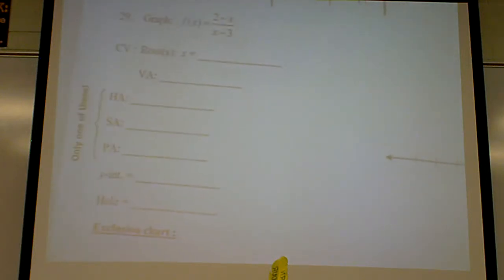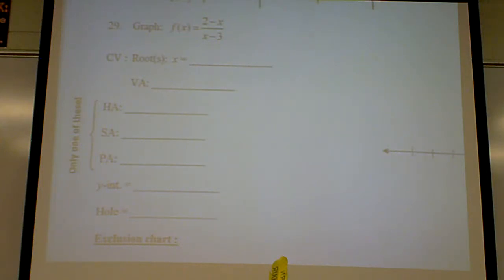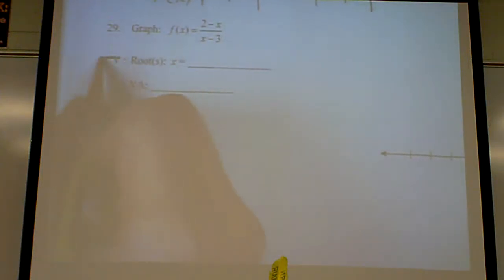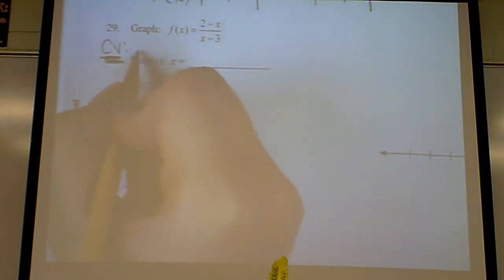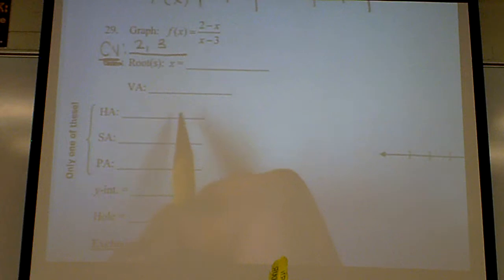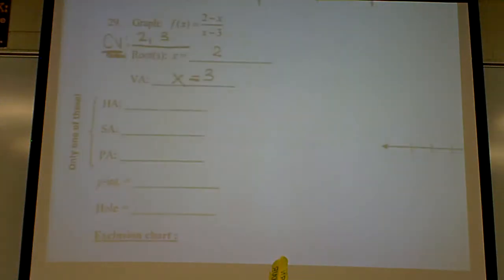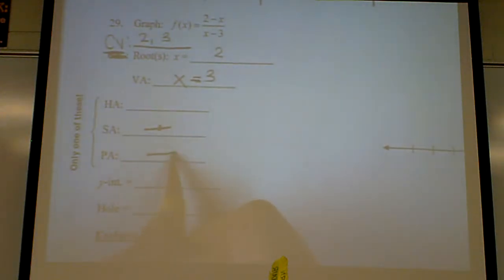Alright, let's do 29. Do I need to factor this? No, it's already factored for us. So what are my critical values? 2, 3. 2 and 3. So my root would be 2. And my vertical asymptote is x equals 3. Okay, what other type of asymptote do we have? Horizontal. So what would it be?